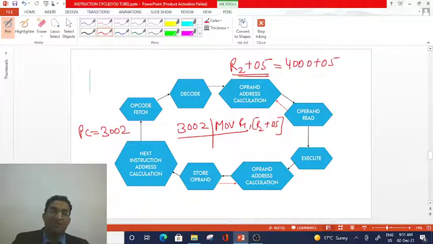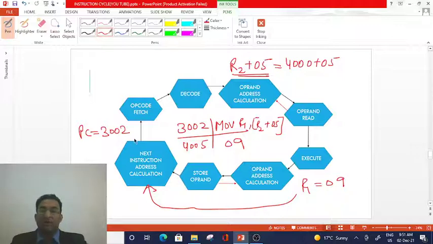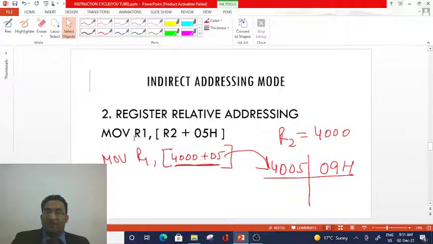After the calculation, we will reach that particular location, that is 4005, and from here the data 09 will be read and then execution will take place. Execution means R1 will become equal to 09, and after that the value of PC will be incremented for the next instruction. This is called register relative addressing mode.